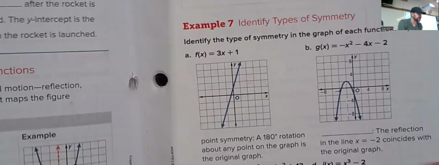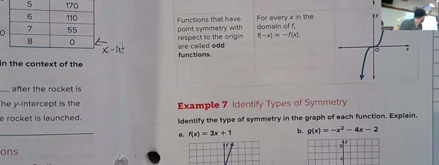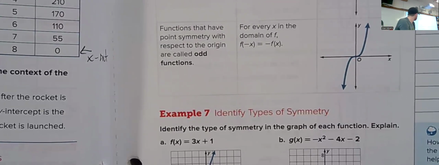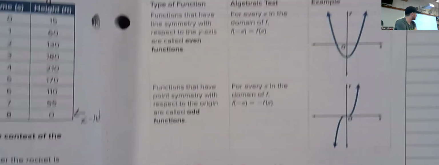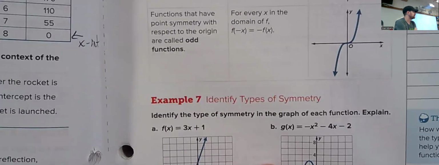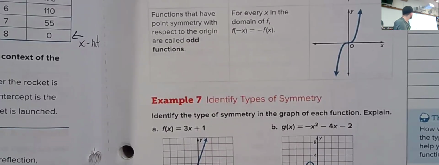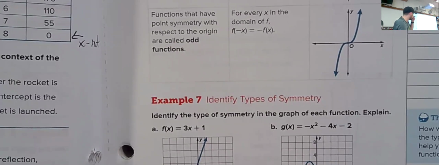For an odd function, the ends are doing different things. One's going up, one's going down. And you can think of, I mean, most even functions are not onto, and most odd functions are. That's a good way to think about it sometimes. So functions that have point symmetry with respect to the origin are called odd functions.